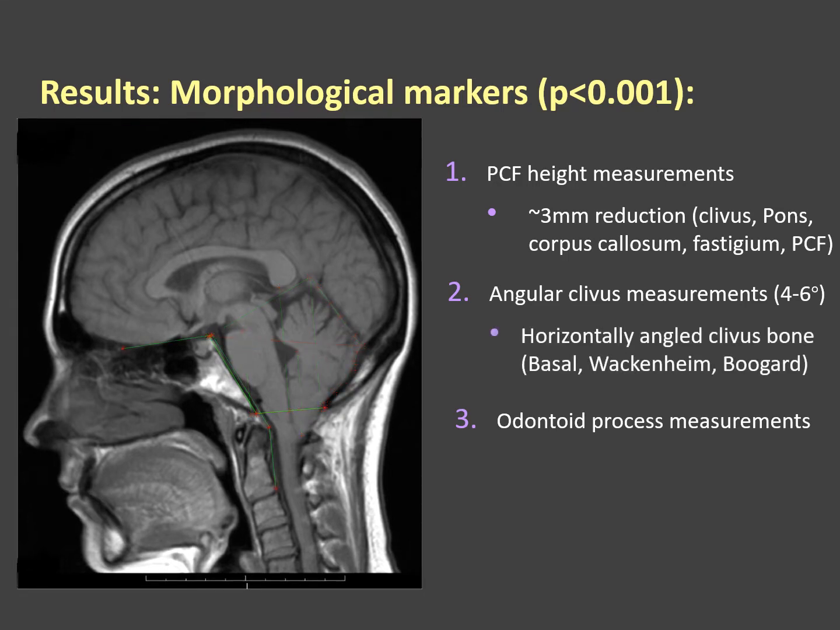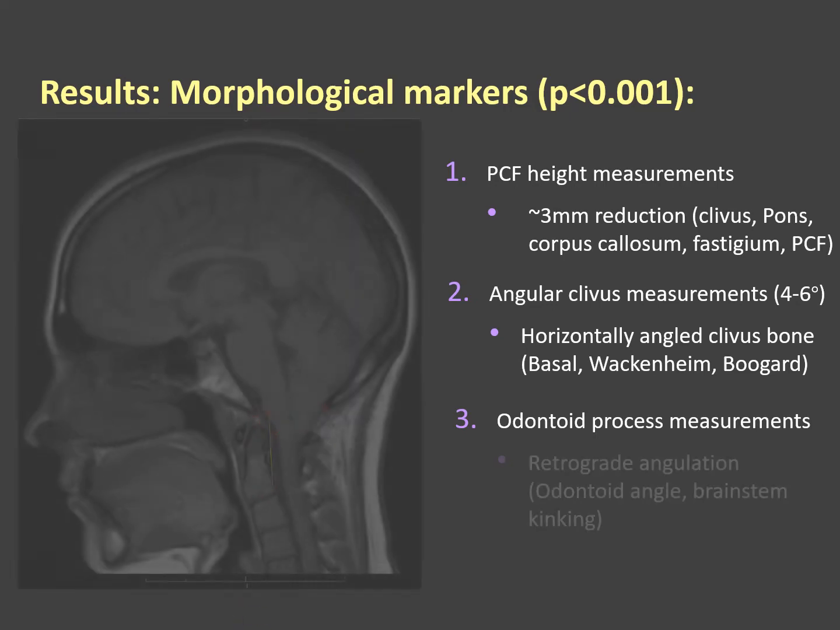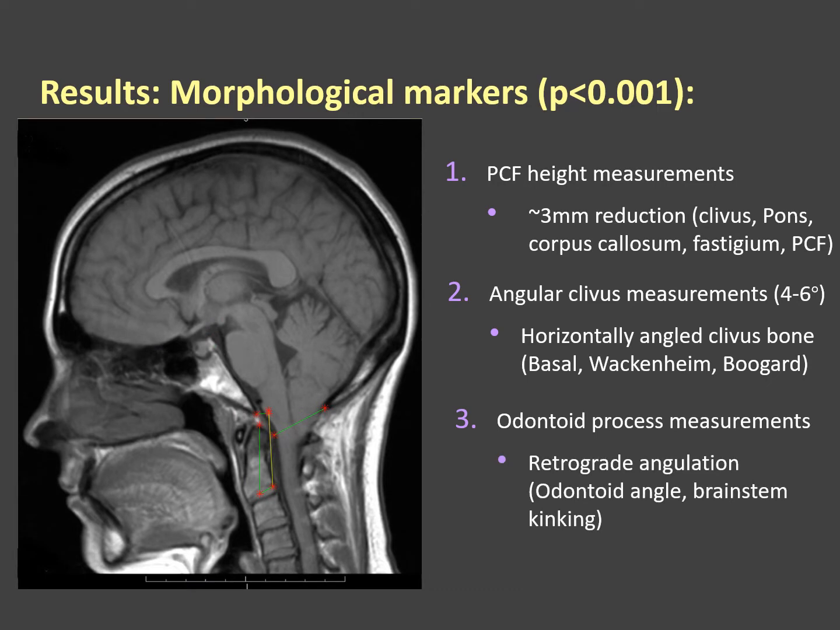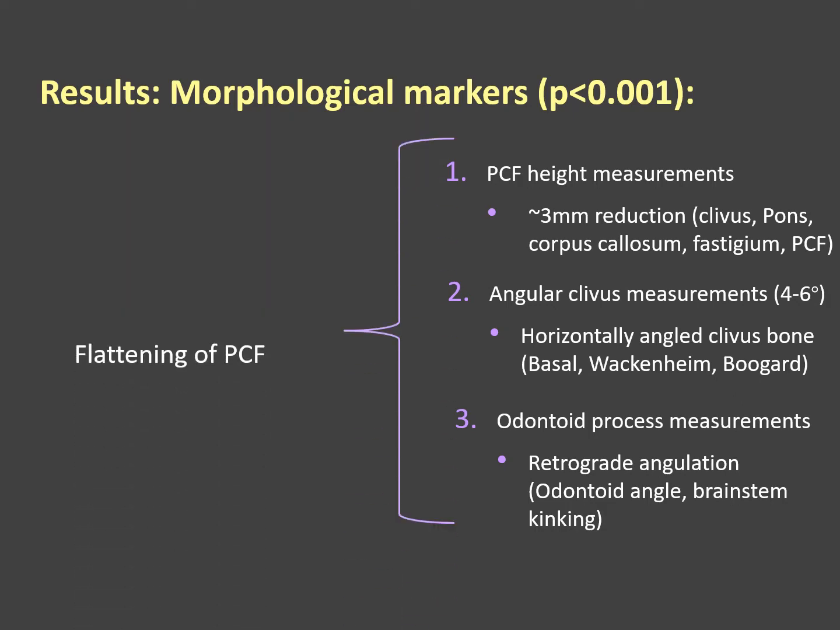Second, angular measurements showed a more horizontally angled clivus bone for the Chiari patients, such that this basal angle got larger, also Bugard angle got larger, and the Wackenheim angle got smaller. And then finally we saw a retrograde angulation with a smaller odontoid angle. This generally led to a flattening of the PCF.